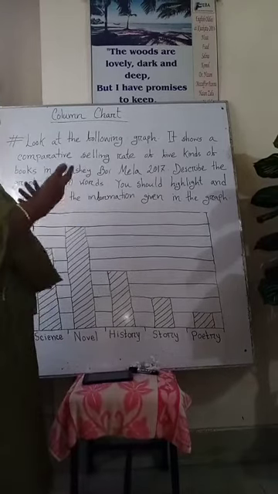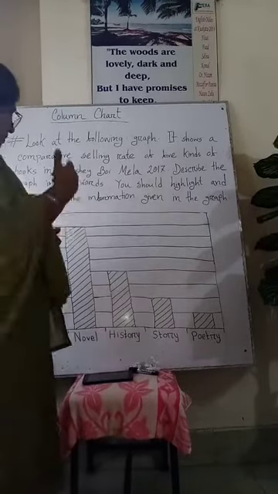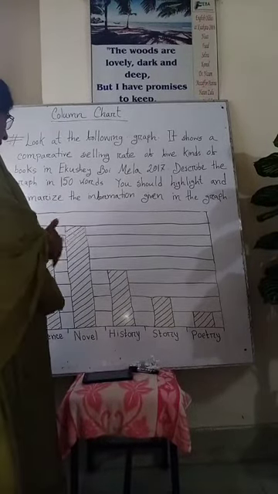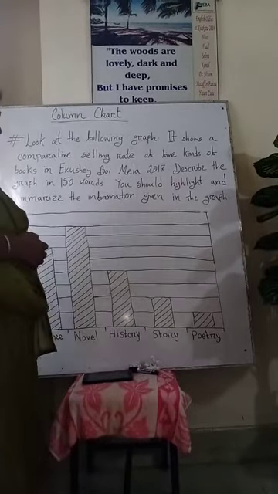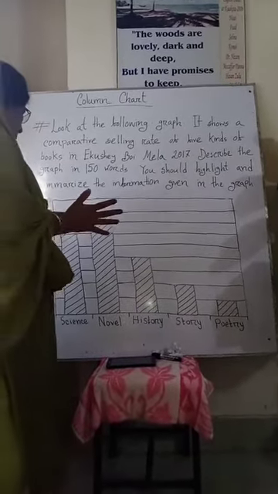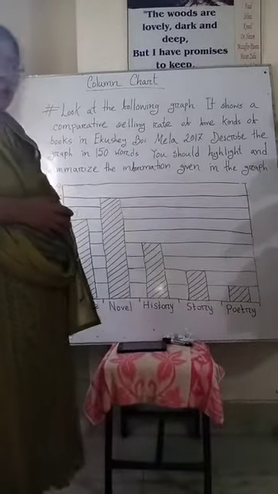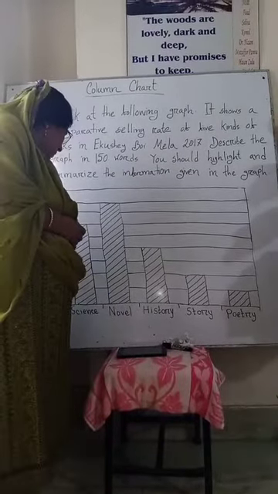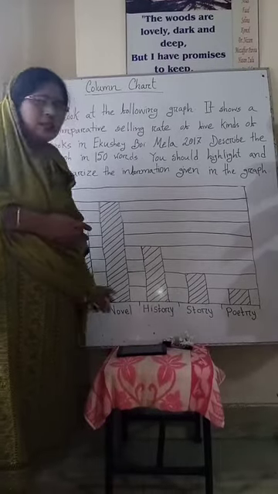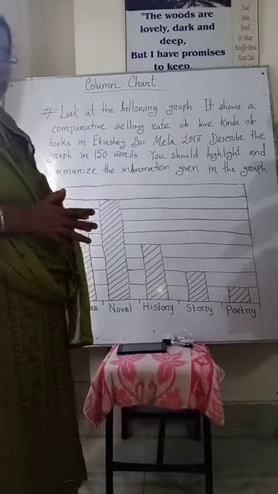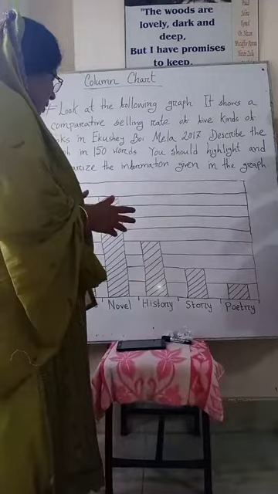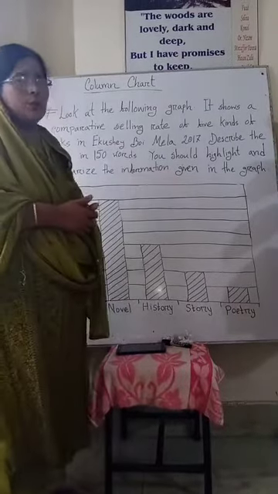Here is the picture. Here is the real picture about the buyers, or the comparative selling rate. Here we find that most of the buyers bought novels. Most of the buyers bought novels and science books, but very few buyers bought story books and poetry. And in the middle position, history books.